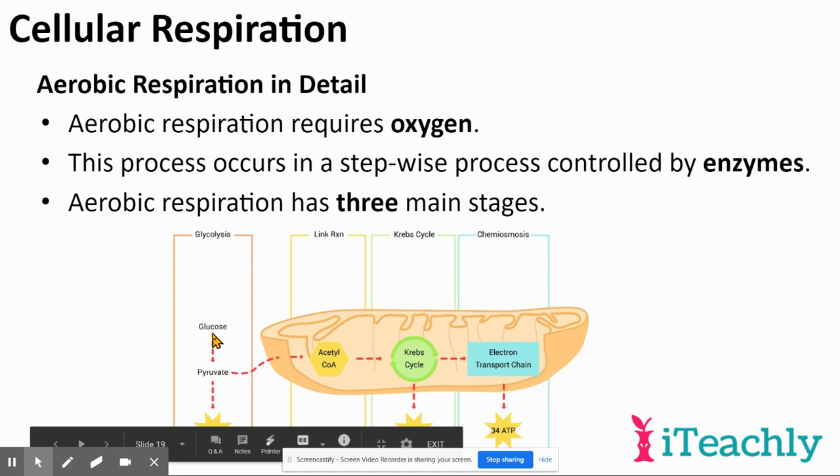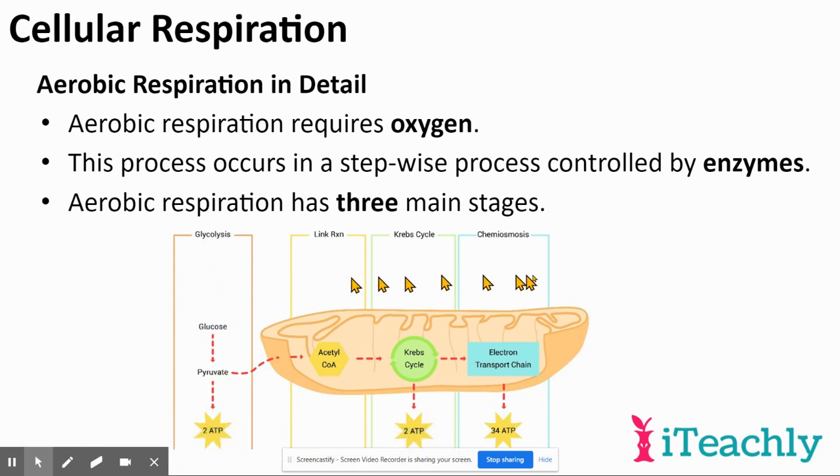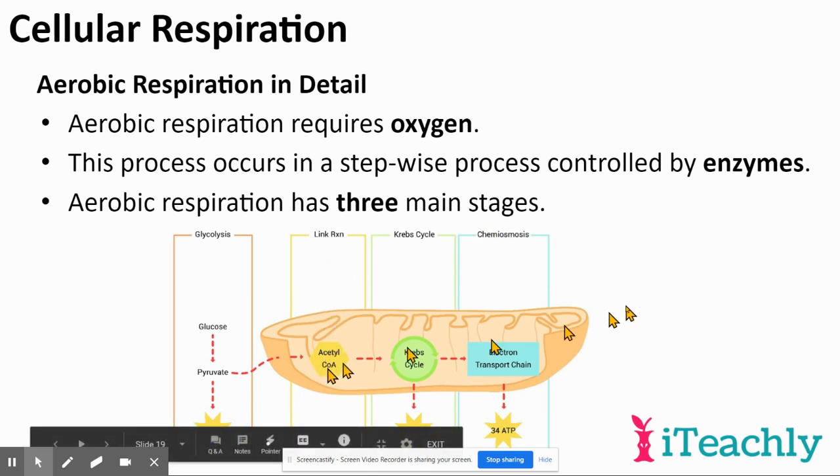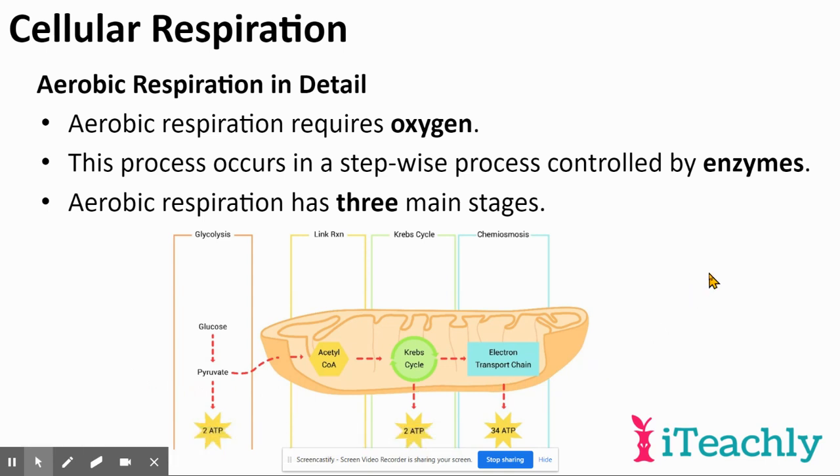So I'll do that at the end. But the main thing we're going to show here is aerobic. And it's basically in 4 different steps. Here they call them 3 main stages, depending on what you call this reaction here. Okay, so at the bottom there, this glycolysis has 2 ATP.